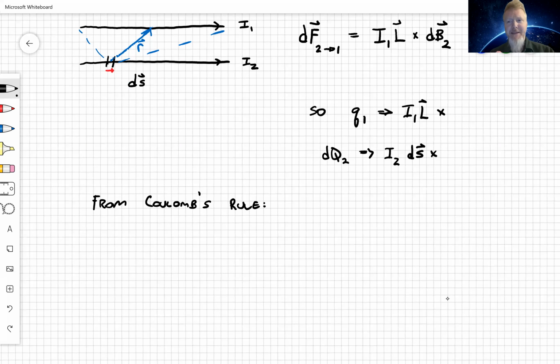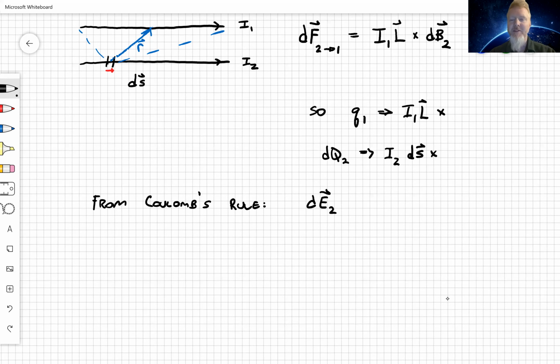And if none of this is making sense, don't worry, that's pretty normal. It is a little bit nebulous, and the point of all of this will become clear in just a minute. So from Coulomb's rule, I'm going to calculate the electric field dE2.